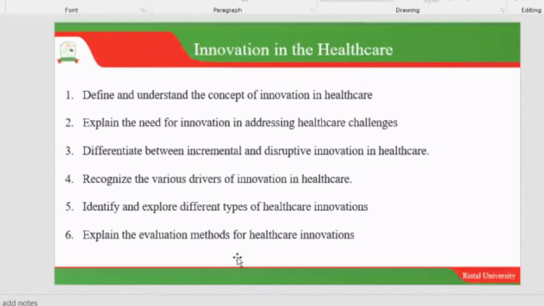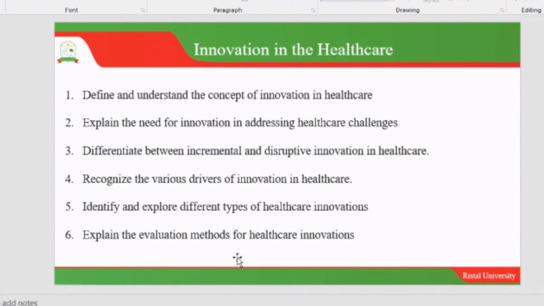Because as we realized in the first session, we really require to be innovative for us to be successful in entrepreneurship of the healthcare. So in this session, we are going to define and understand the concept of innovation. We are going to explain the need for innovation in addressing healthcare challenges.